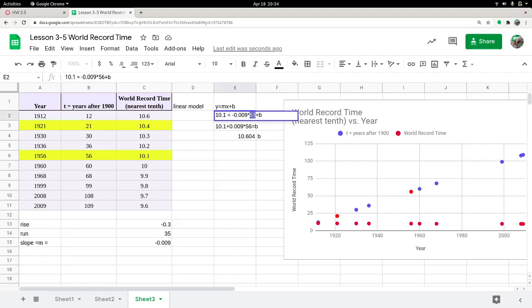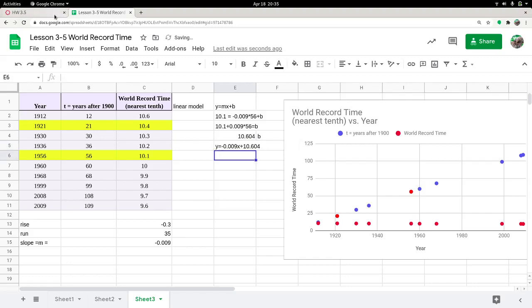And notice I have my 56 here. So that's my x, and then times m, which is the negative 0.009. Yeah, that looks good. All right, so now I think my equation here is y equals negative 0.009 times x plus 10.604 if I go with 3 decimal places.